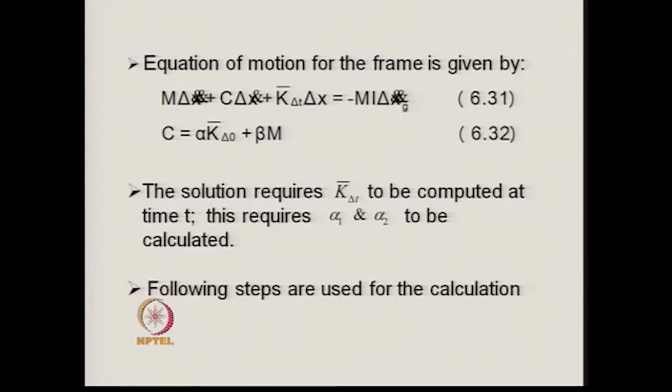K bar delta t denotes the stiffness matrix which remains constant over the incremental time delta t. In the beginning of the delta t, whatever stiffness matrix we get, that is the value of k bar, and with the help of that stiffness matrix we calculate the responses for the incremental loading over an incremental time period of delta t.